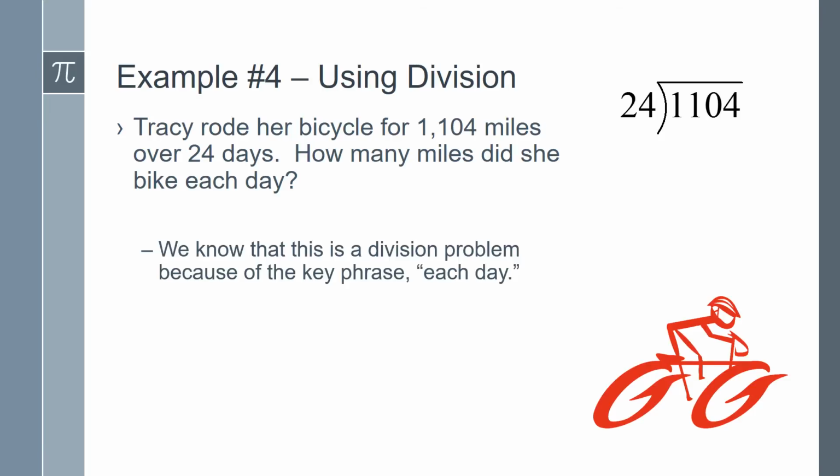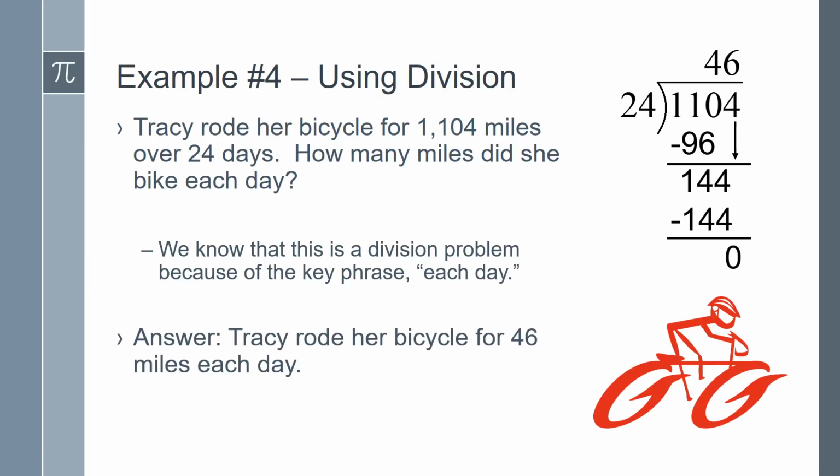Start on the left-hand side and take a look at the first digit and determine whether 24 goes into that digit. It does not go into 1, so we'll take a look at the first 2 digits. 24 also does not go into 11, so we need 3 digits. 24 does go into 110 4 times. 24 times 4 is 96, so we subtract 96 from 110, and we find 14. Then we bring down the 4 so that we have enough digits to divide again. 24 goes into 144 6 times. 24 times 6 is 144, so we have 144 minus 144 is 0. So the answer: Tracy rode her bicycle for 46 miles each day.